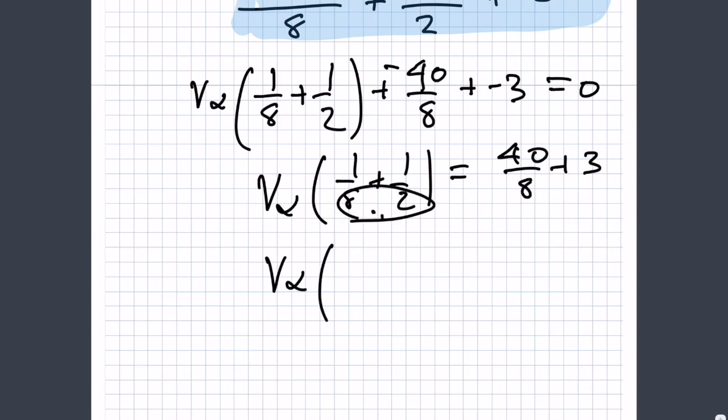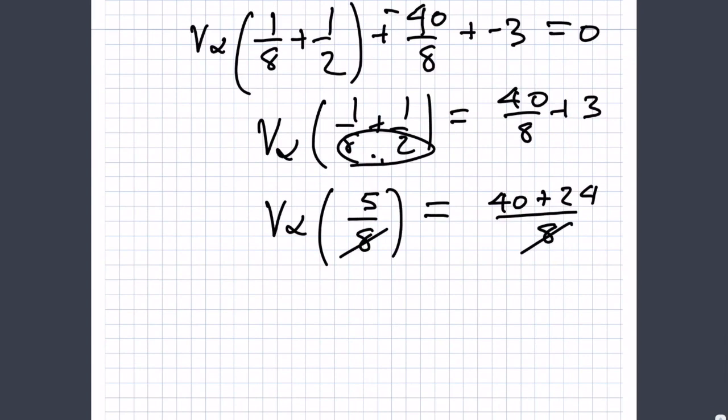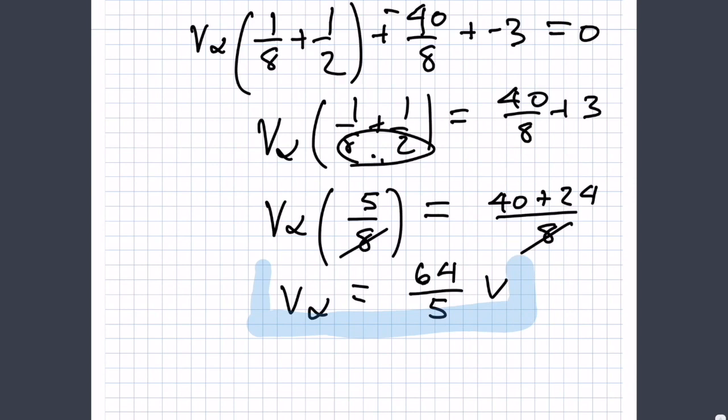So that would be 5/8 V alpha is equal to 40 plus 3 times 8 is 24 over 8. The 8's cancel. So V alpha is 64 divided by 5. Okay, and that's in volts. All right, so that's part B. So you see that's pretty simple to do.